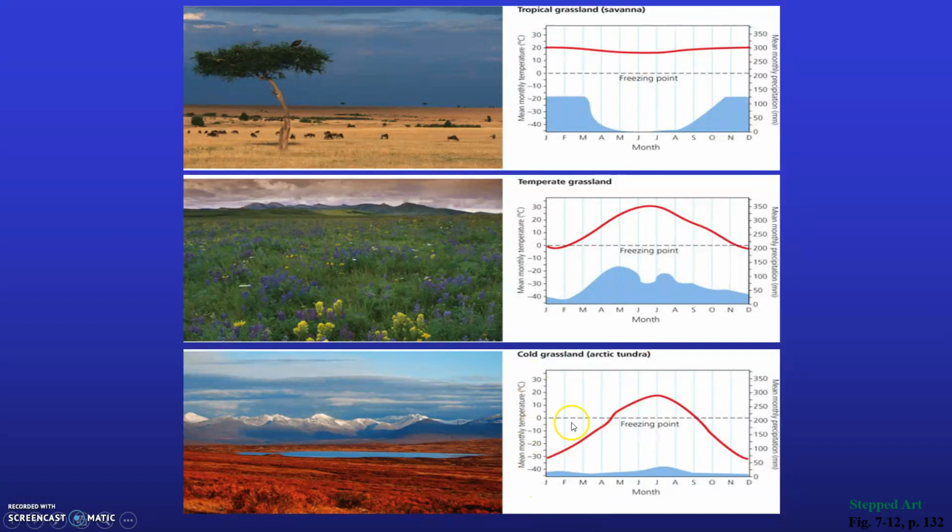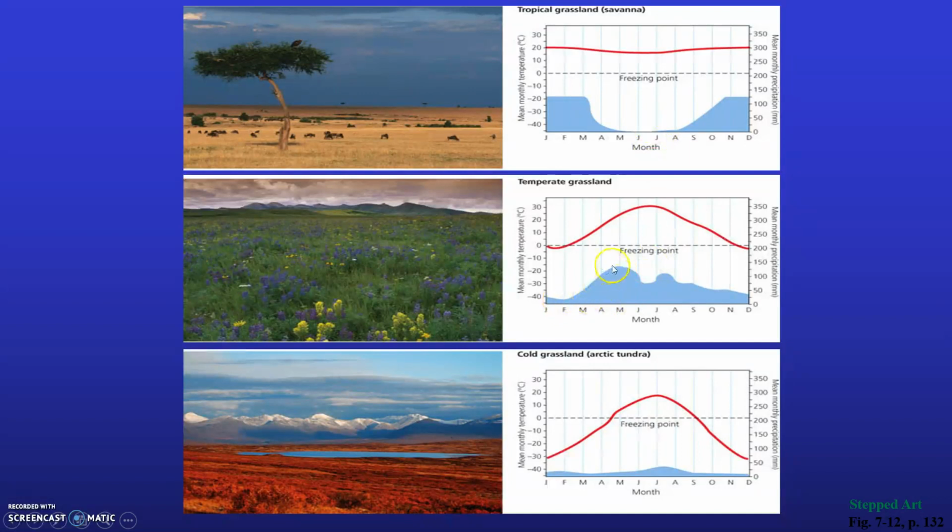The cold grassland is going to have a lower peak temperature and drop further below freezing in the cold grasslands known as like the Arctic tundra. Now, the blue shaded area represents the rainfall in each of these types of grasslands. So the tropical grassland gets a good bit of rainfall, about 125 millimeters per month, primarily during the spring and the winter, and the rainfall decreases during the summer months.